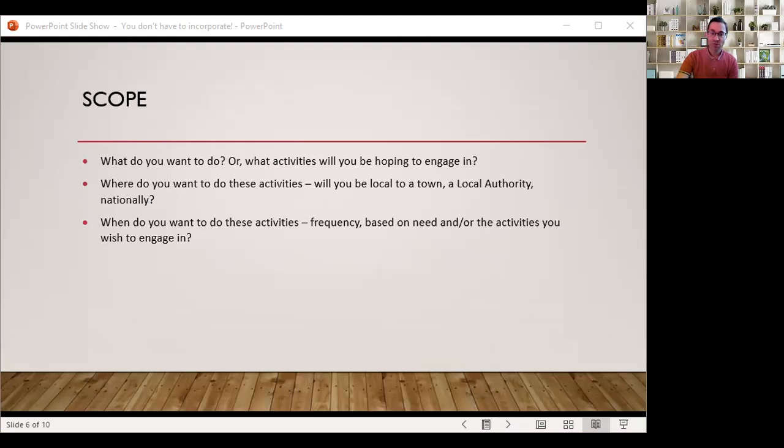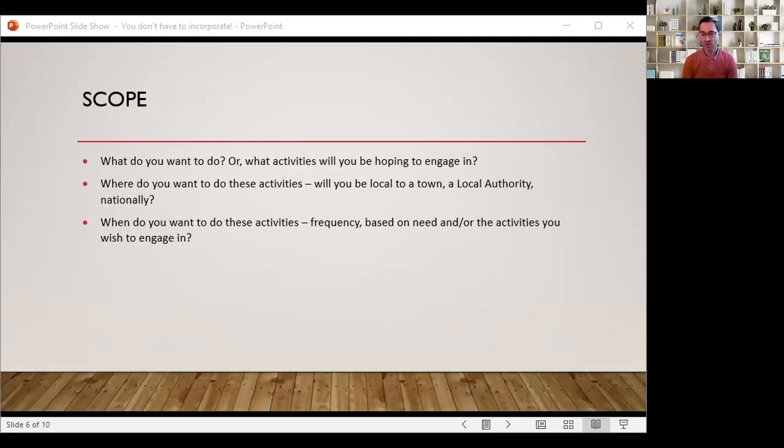Scope. Scope can be broken down into three simple questions. What do you want to do, or what activities will you be hoping to engage in? Where do you want to do these activities? So will you be local to a town or city, or as big as a local authority, or are you looking to do something nationally across the whole of Scotland?